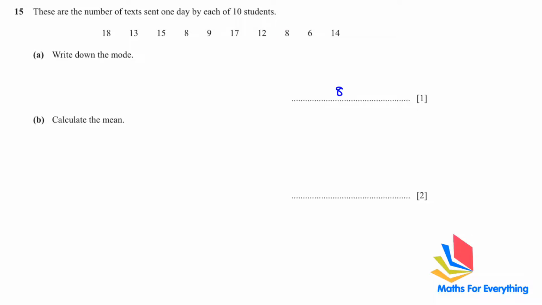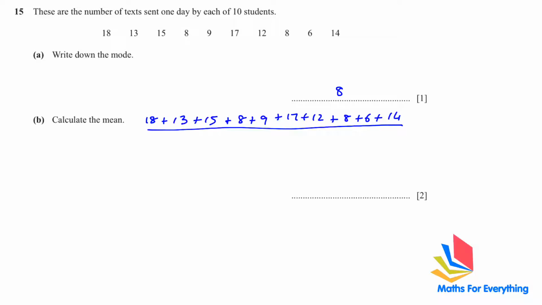Calculate the mean. To find the mean, we will add all the numbers. So 18 plus 13 plus 15 and so on, and divide it by the frequency. The total numbers here, there are 10 numbers, so we divide by 10. Giving us the answer 12.